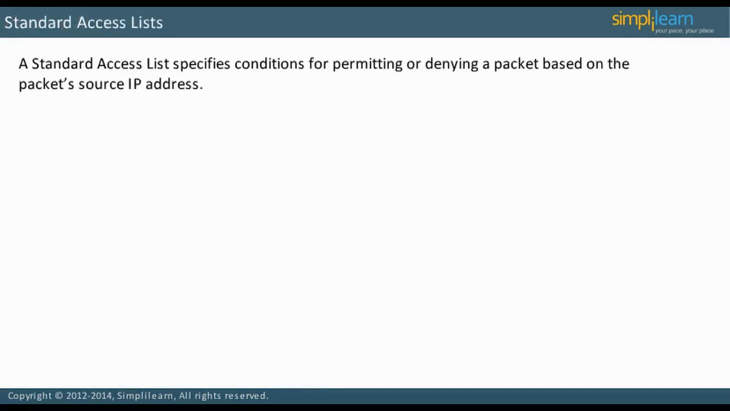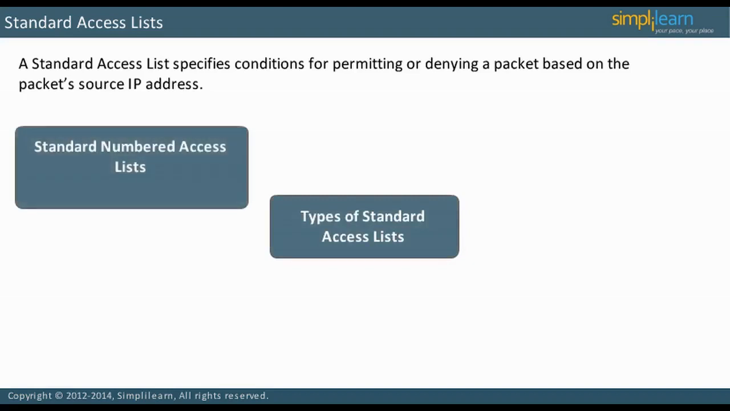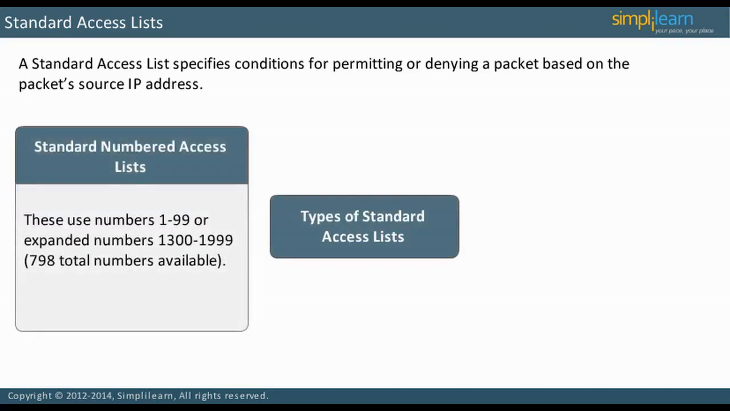A standard access list specifies conditions for permitting or denying a packet based on the packet's source IP address. There are 2 types: numbered and named. Standard numbered access lists use numbers 1 through 99, or expanded numbers 1300 through 1999. This provides a total of 798 numbers available. Configure access list number, deny or permit, source IP and source wildcard with optional log parameter.